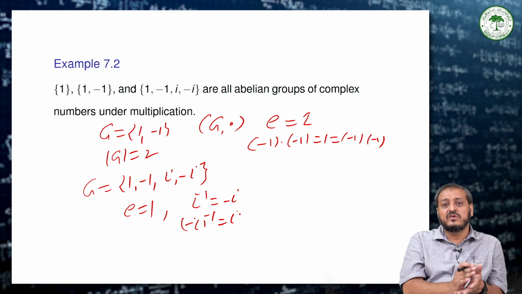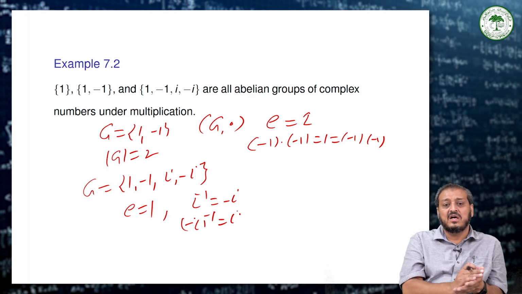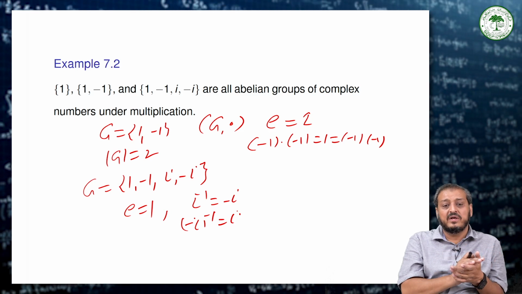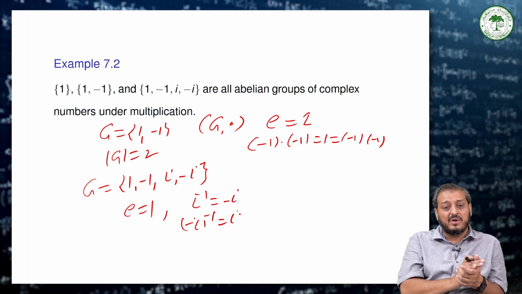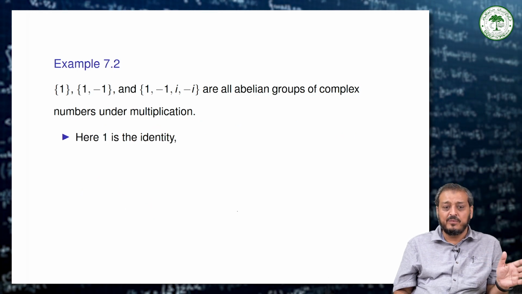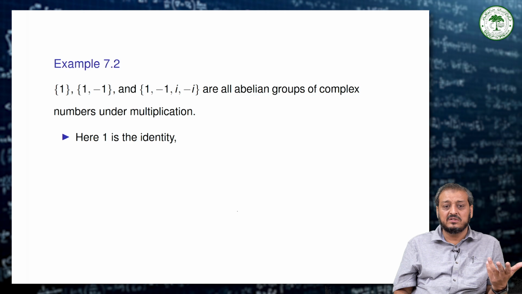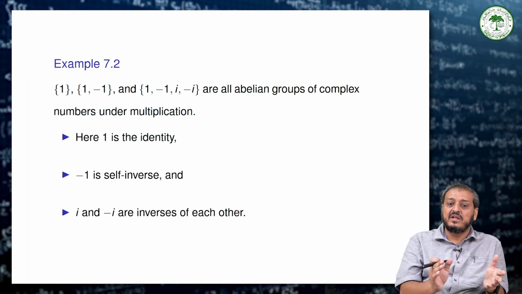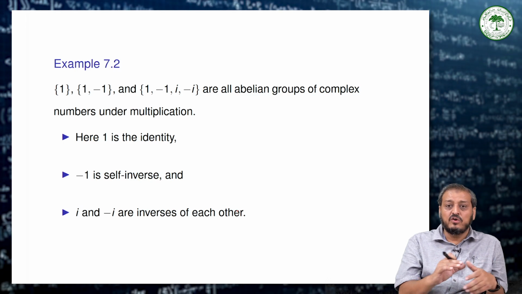So this satisfies all the properties of a group, and this is an abelian group of complex numbers under multiplication. So here 1 is the identity element for all the cases under multiplication, and minus 1 is self-inverse, and i and minus i are the inverses of each other.